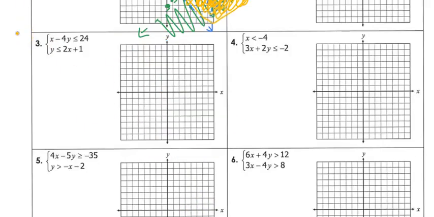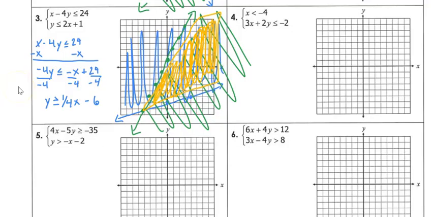Okay, I want you to pause here and try number 3. You're going to have to get this first equation in slope-intercept form before you can graph it. All right, so your graph should look something like this. When I solved the first equation for y, I got y is greater than or equal to 1/4 x minus 6. So that is the blue line that I shaded above. And then this one is already in slope-intercept form. So that is the green line, and because it's less than or equal to, I shaded below. And then I filled in with yellow extra where both the blue and the green are shaded in.